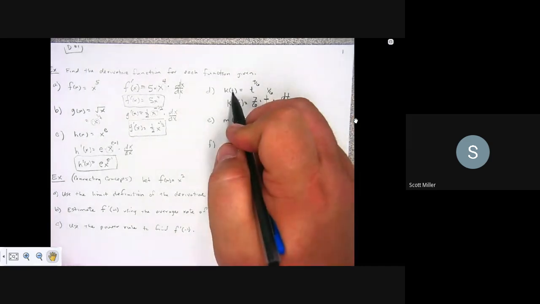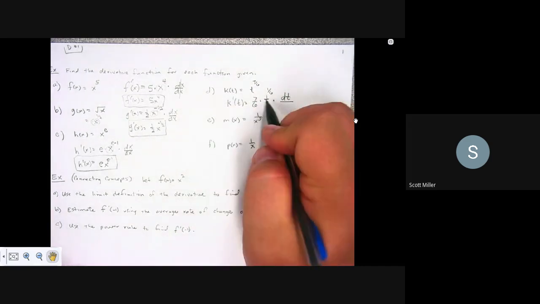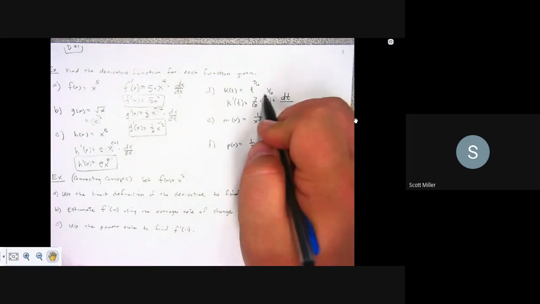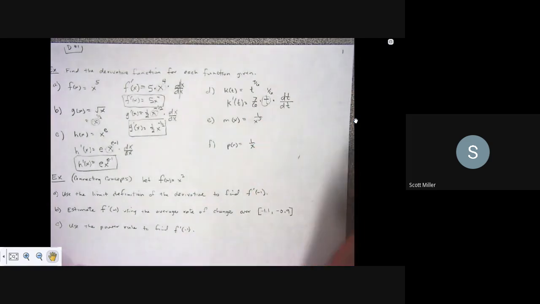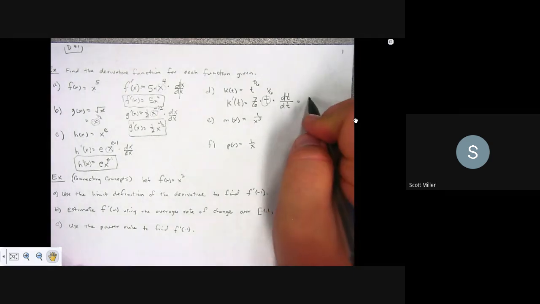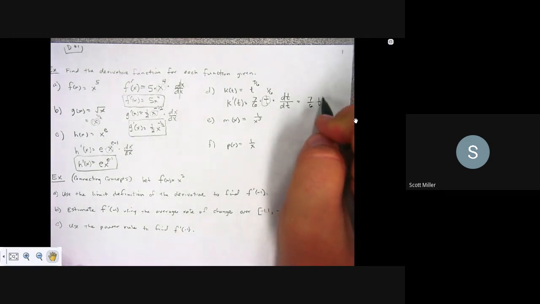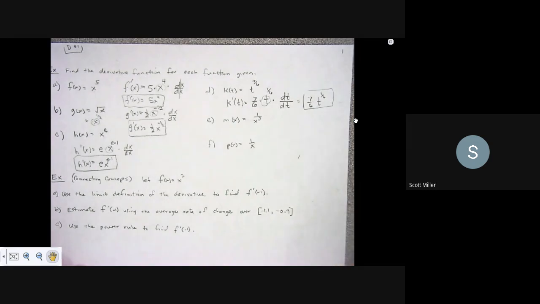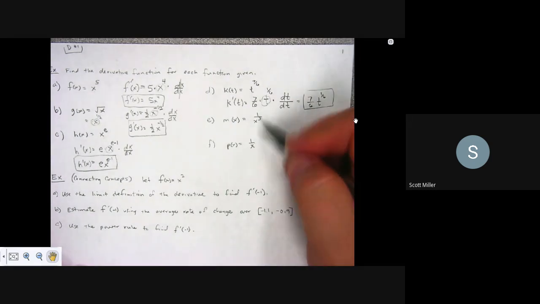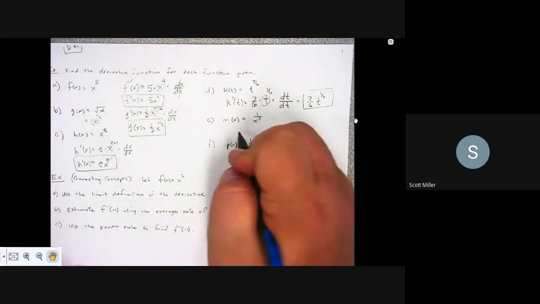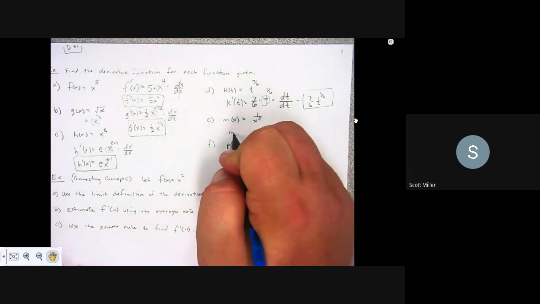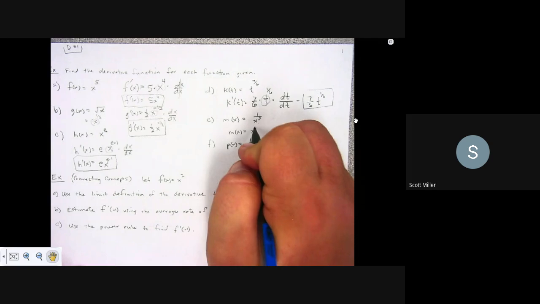Because the variable was T to start with, when I took the derivative, it's the derivative of this with respect to T, because that was the variable we started with. And so we get 7/6 T to the 1/6 as our derivative. These two are very similar in nature, okay? So this right here is basically going to be rewritten as x to the negative 3.